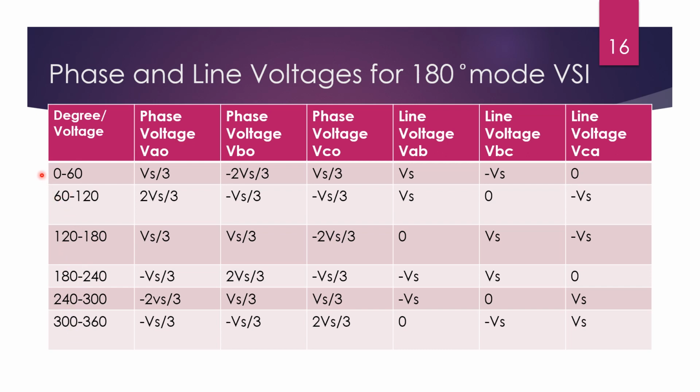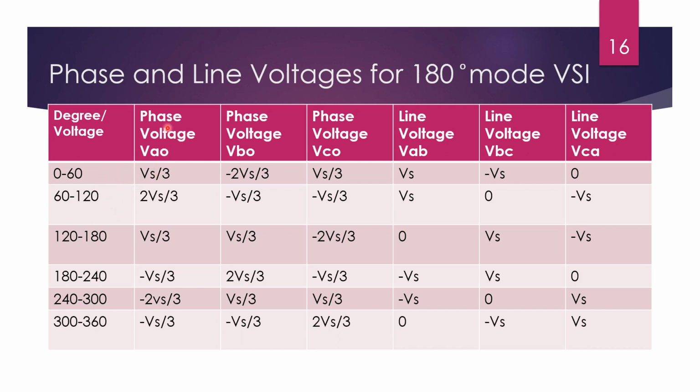This represents the 6 steps. Step 1, 0 to 60 degrees. Step 2, 60 to 120 degrees. Step 3, 120 to 180 degrees. Step 4, 180 to 240 degrees. Step 5, 240 to 300 degrees. And the last, step 6, is 300 to 360 degrees. For each and every step, I have represented the phase voltages VA0, VB0 and VC0, and the line voltages VAB, VBC and VCA. The 2 steps I have derived in this video itself.